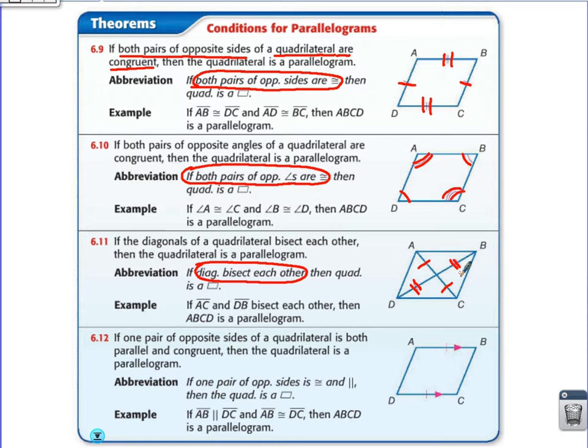And this last one down here says, if one pair of opposite sides are congruent and parallel. That means that the top and bottom here, not only are they congruent, but they're also parallel, then you have a parallelogram.